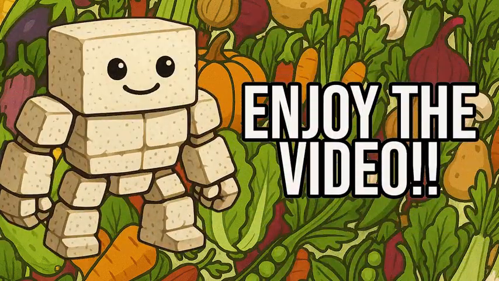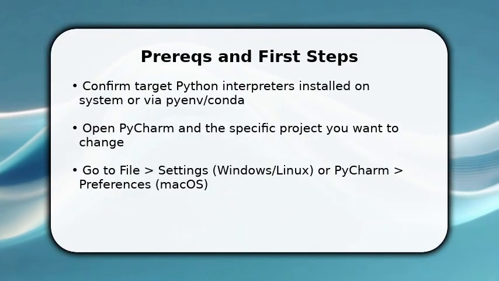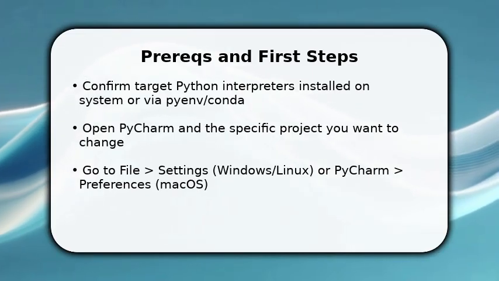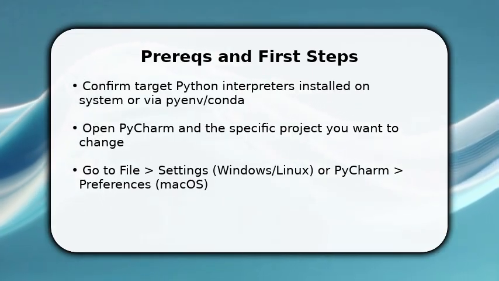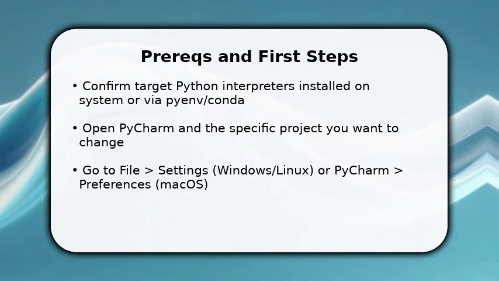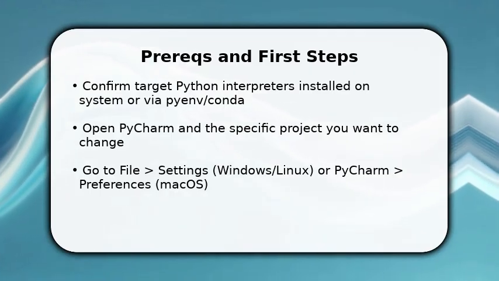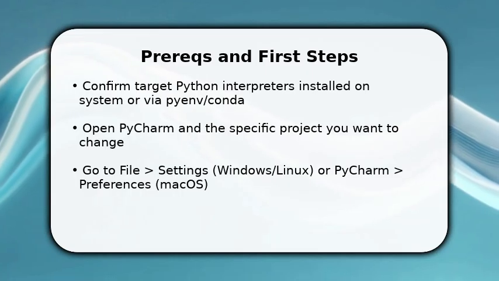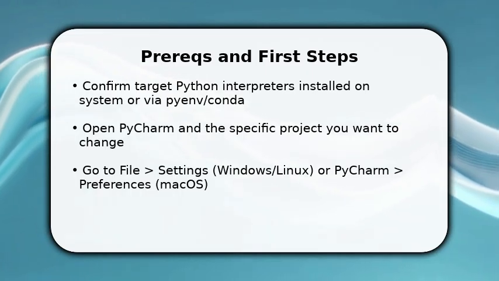Please enjoy the video. You've got the interpreter installed. Now open your project and go straight to Settings or Preferences. Once there, choose Project: Name on the left to reveal Project Interpreter. Click the gear icon to add or show available interpreters.